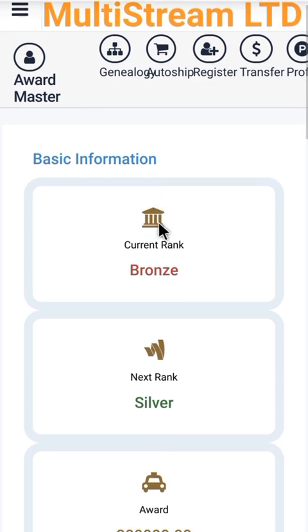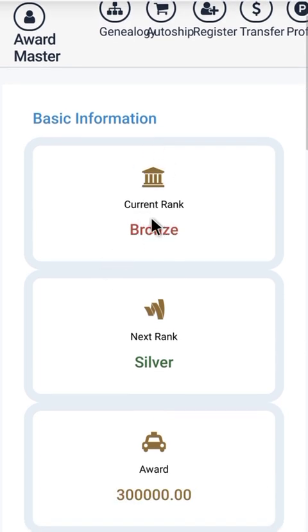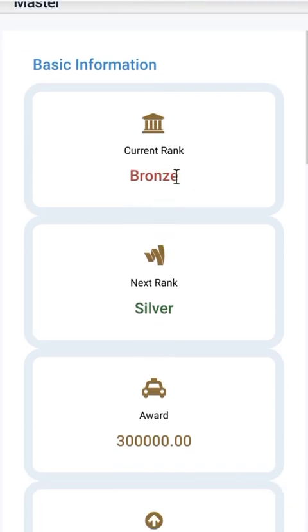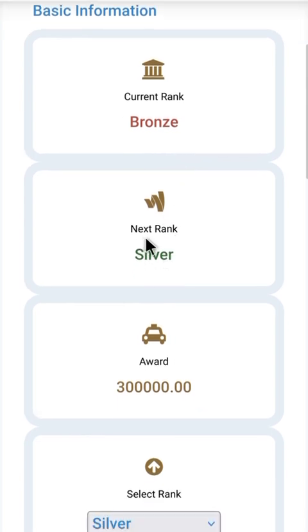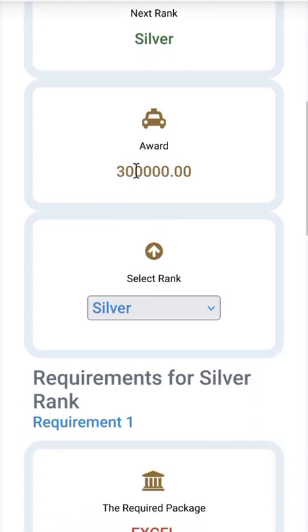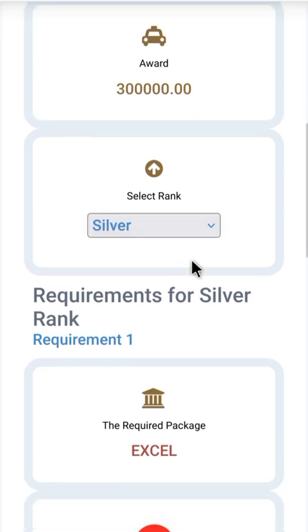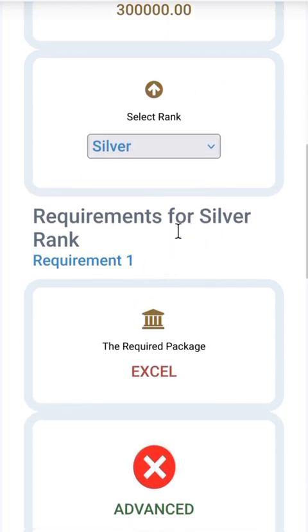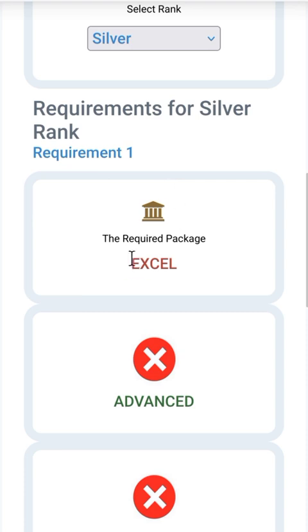So you can see the basic information here. This person's current rank is bronze, while the next rank is silver, of course, as you saw on the home page. So the current rank is bronze and the next rank is silver. Then the award will be 300,000 naira. Now, checking the requirements for silver rank, you can see requirement one.